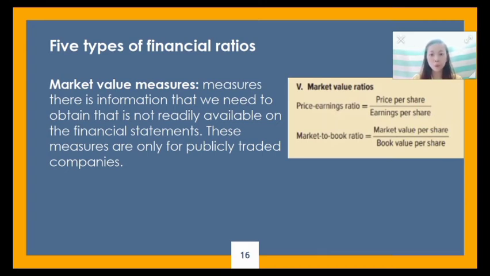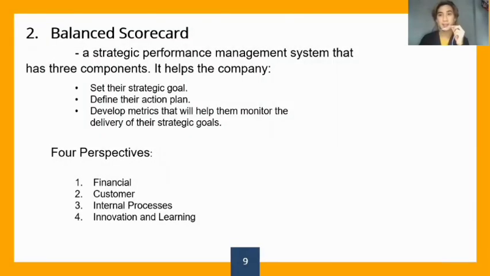The next approach will be discussed by Mr. Dorado. Second is Balanced Scorecard. Balanced Scorecard is a strategic performance management system that has three components. It helps the company to set their strategic goals, define their action plan, and develop metrics that will help them monitor the delivery of their strategic goals.